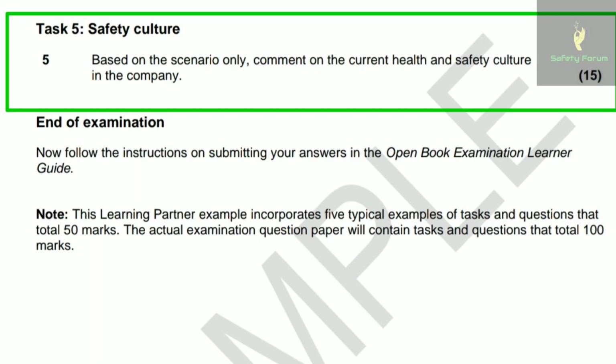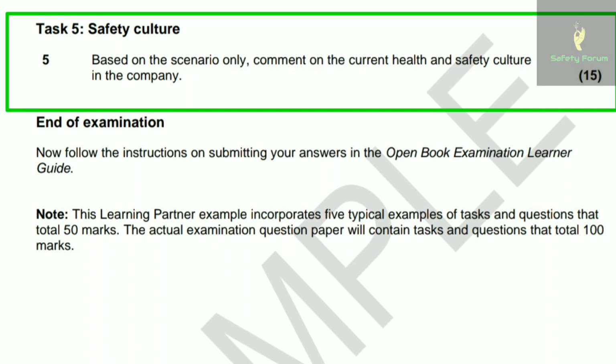Now our last task, which is the fifth task, the safety culture. Based on the scenario only, comment on the current health and safety culture in the company. So NEBOSH wants to know what the current situation is. So first you have to explain the health and safety culture. What kind of health and safety culture is there in your company?